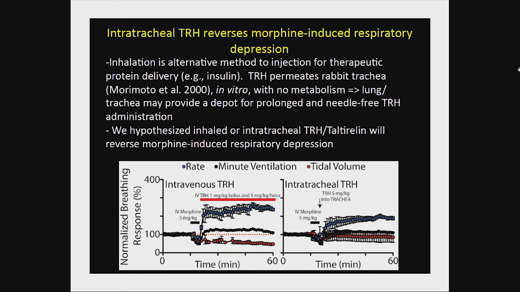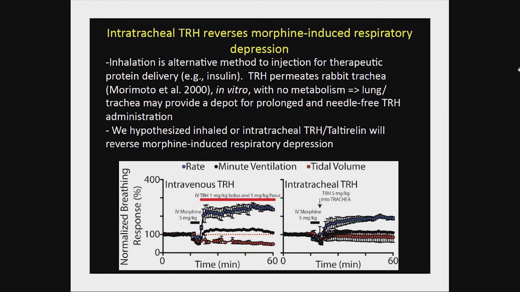So inhalation is also an alternative method for delivering therapeutic proteins. I mainly just think of insulin as an example. And TRH is known to permeate rabbit trachea in vitro with no metabolism. So one of the theories is that this may be a way around TRH's poor bioavailability. You can just give a big bolus of drug in the lung and then it'll slowly trickle into the system over time. And so we hypothesized that maybe inhaled or intratracheal TRH or taltirelin would reverse morphine-induced respiratory depression.